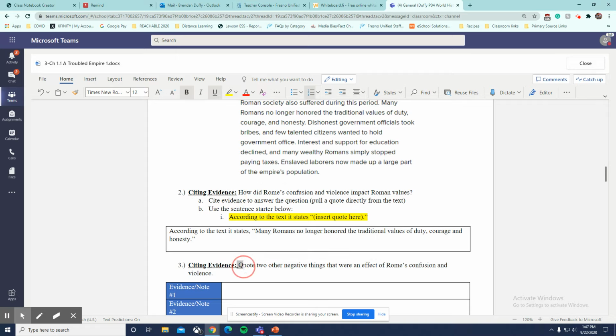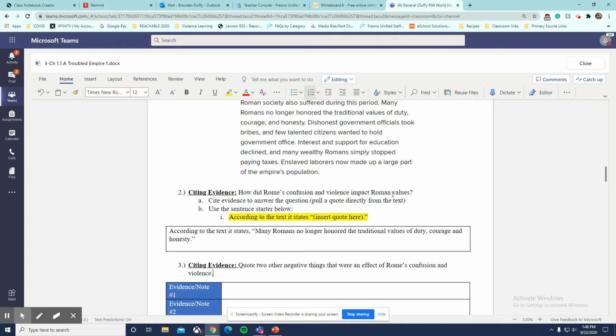We're quoting. Citing evidence, right? You're quoting stuff straight from the text. So anytime you see quote or cite, you're pulling it straight from the text. So the first question, how did Rome's confusion of violence impact Roman values? And then the second one is just to quote two other negative things that were an effect of Rome's confusion and violence.